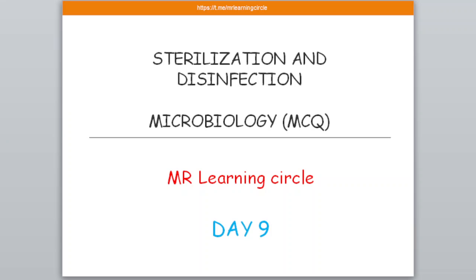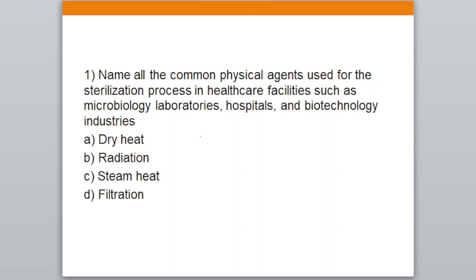Question number 1. Name all the common physical agents used for the sterilization process in healthcare facilities such as microbiology laboratories, hospitals, and biotechnology industry. This is an MSQ type of question. So your options are A. Dry heat, B. Radiation, C. Steam heat, D. Filtration. Your correct answer would be all of the above. All means A, B, C, and D.